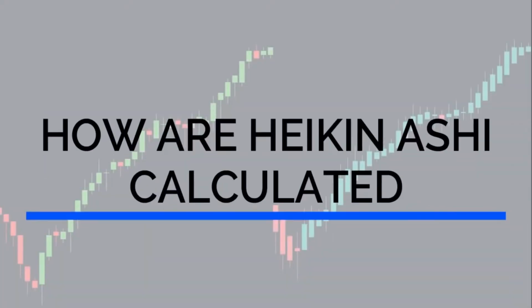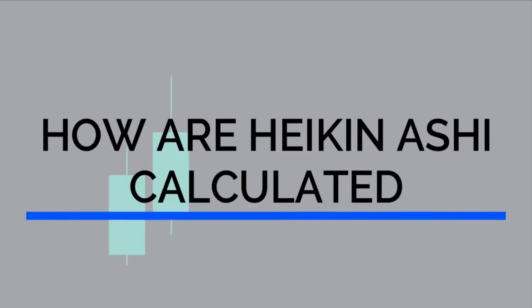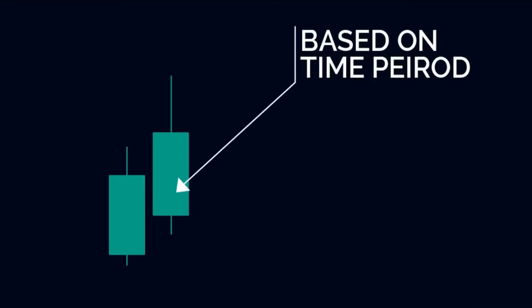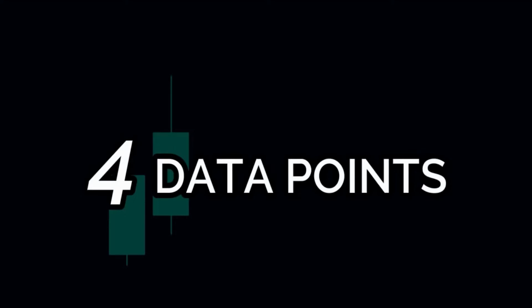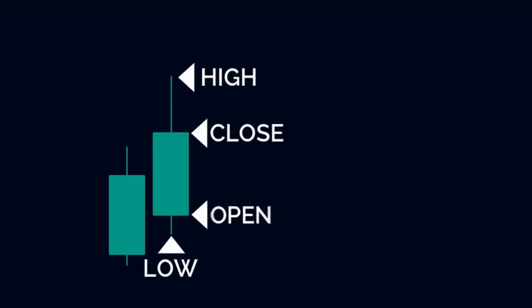Let us now look at how Heikin Ashi candles are calculated. Just like the Japanese candlesticks, Heikin Ashi candles are also based on time period. This means that each and every candle represents the price action that occurred over a particular period of time. Similar to the candlestick charts, Heikin Ashi candles also consist of 4 data points, namely, open, high, low, and close.